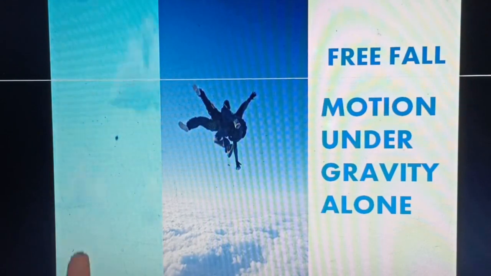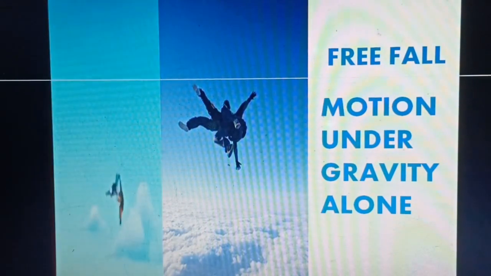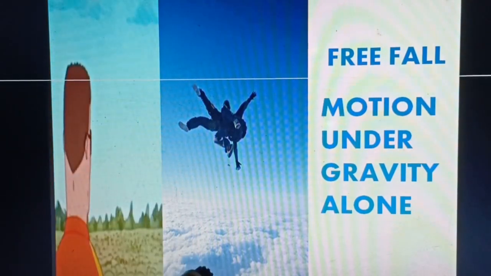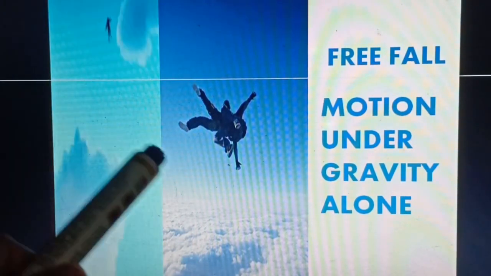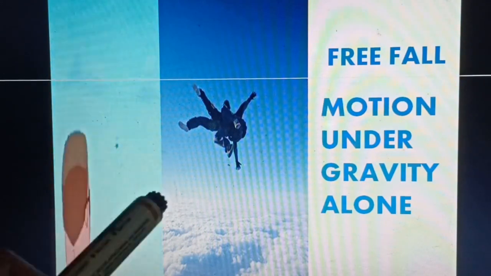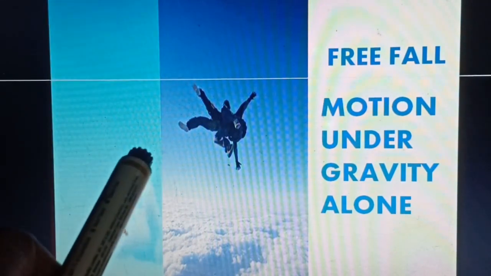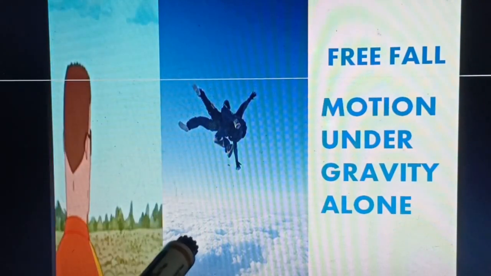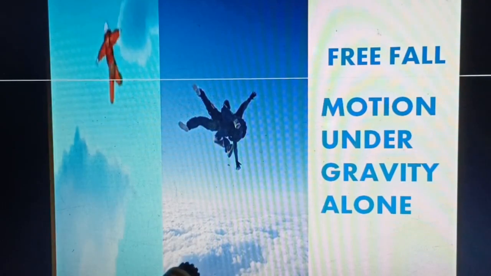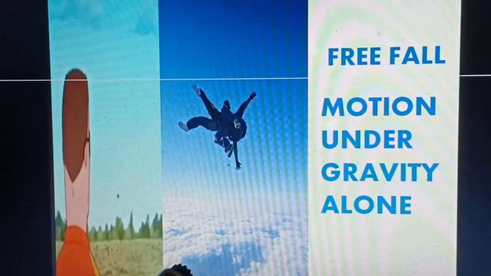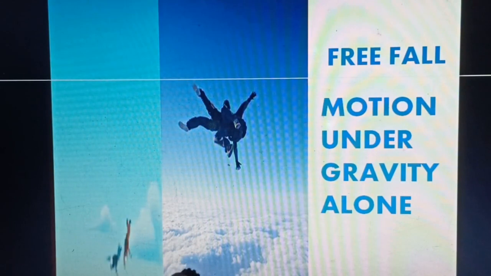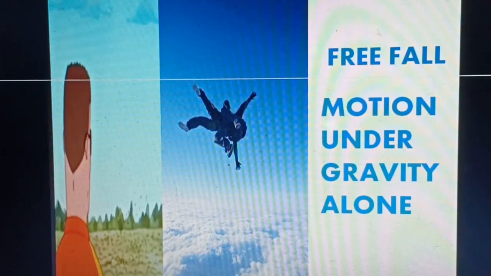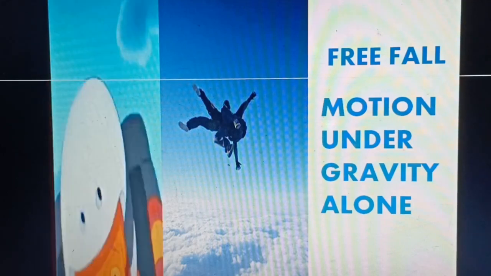Here we will be discussing the force by which the earth is pulling objects, and only that force of gravity is applicable in that condition. That kind of condition is known as free fall. Free fall is nothing but a motion under gravity alone. It means no other forces will be acting on that particular object in that period of time.